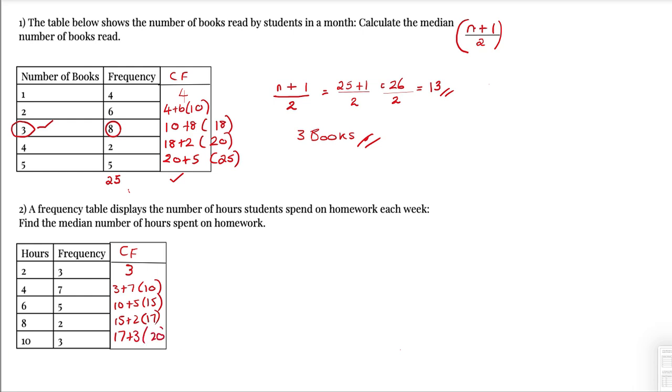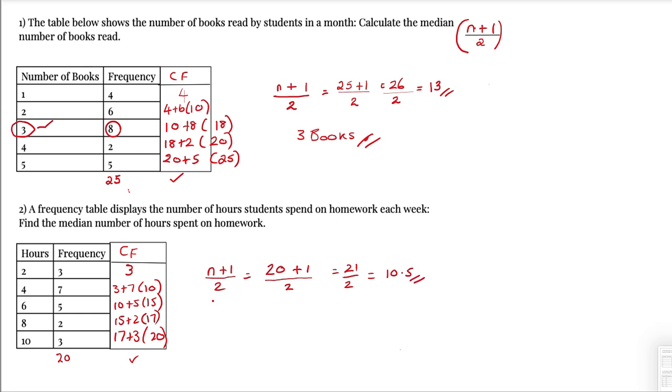Right. Now let's use our formula. Let's just check that all equals 20. 3 plus 7 plus 5. Yeah, that all equals 20. I'm happy. We all match. So we've got 20 plus 1 all over 2. So we have 21 over 2, which gives us 10.5.